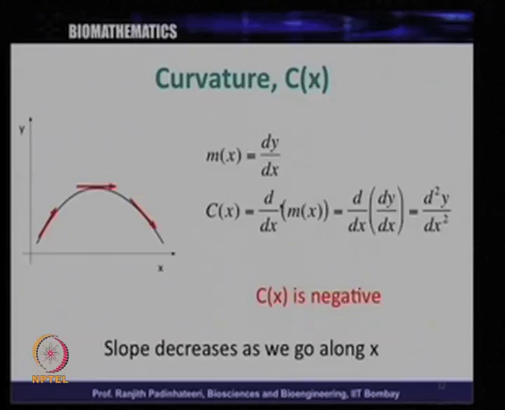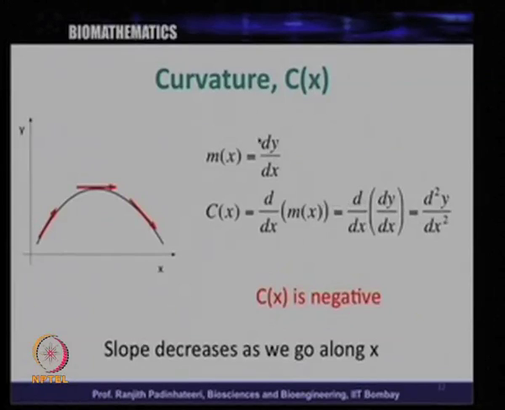The change in m, dm by dx. What does dm by dx mean? How does the slope change? dy by dx is how the y changes, and dm by dx is how the slope changes. In mathematics, the slope change can be represented as d by dx of dy by dx, which is known as d square y by dx square. That is the change in slope, which is a derivative of a derivative.